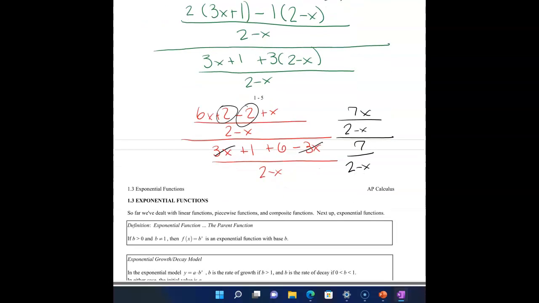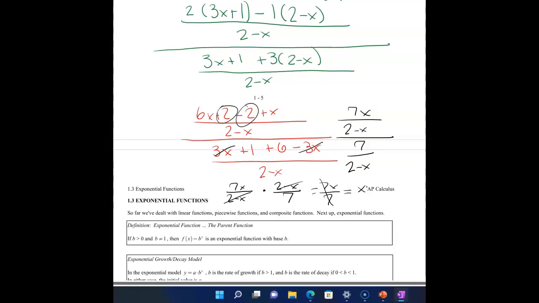Alright. So now keep, copy, dot, flip, keep, change, flip, whichever one you want to call it, from middle school. That was kind of highly effective. So then I've got copy, which is that 7x over 2 minus x, dot 2 minus x all over 7. So these are the same up top and on bottom. And then I just get 7x over 7. Reduce the 7's down, which leaves me with x over 1, or just x.